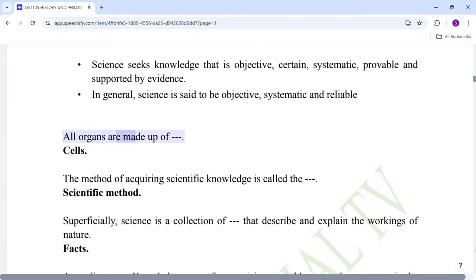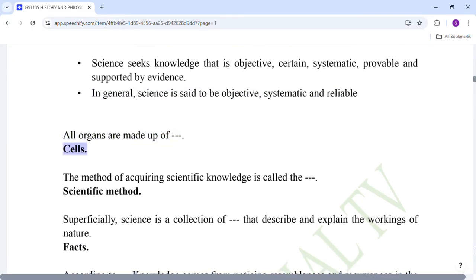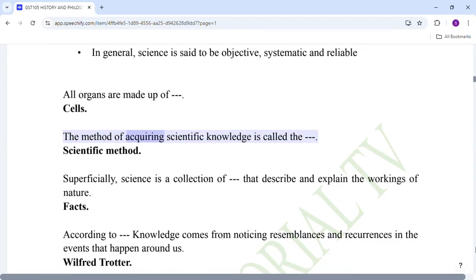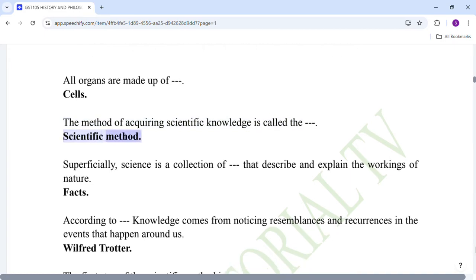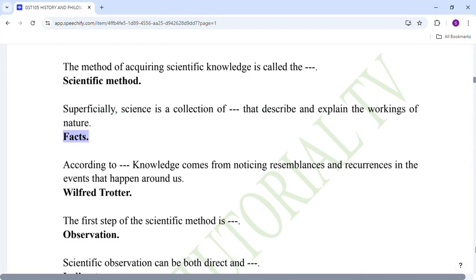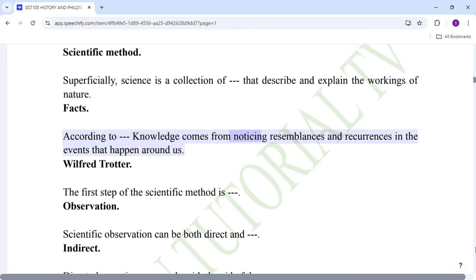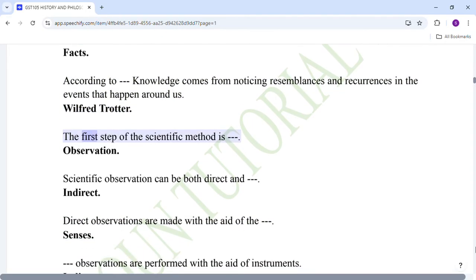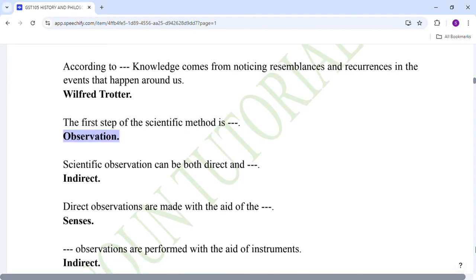All organs are made up of cells. The method of acquiring scientific knowledge is called the scientific method. Superficially, science is a collection of facts that describe and explain the workings of nature. According to Wilfred Trotter, knowledge comes from noticing resemblances and recurrences in the events that happen around us. The first step of the scientific method is observation.